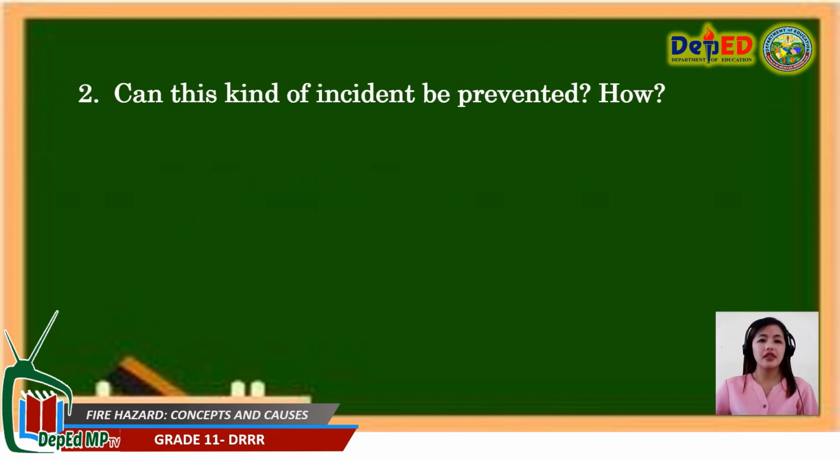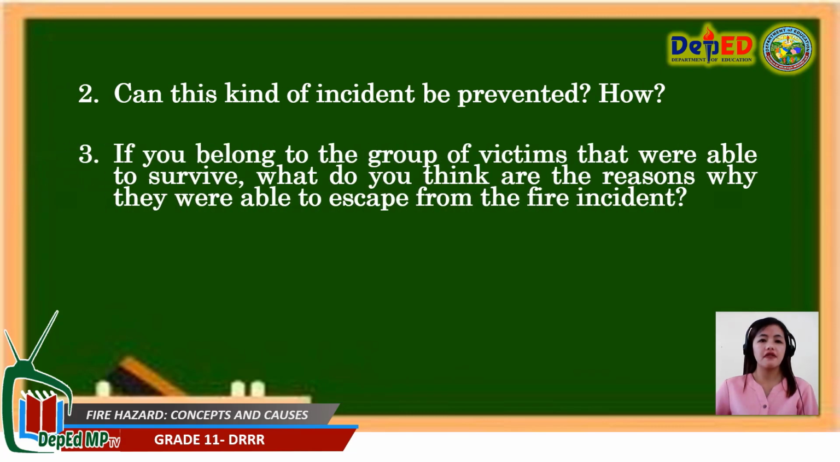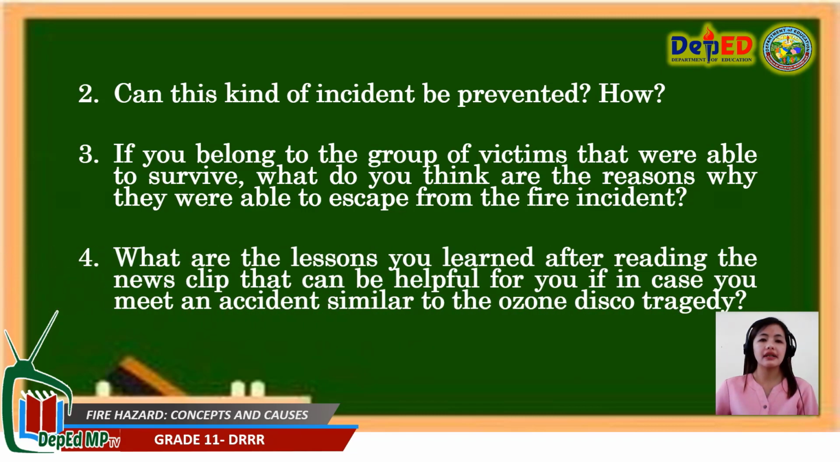Number 2. Can this kind of incident be prevented? How? Number 3. If you belong to the group of victims that were able to survive, what do you think are the reasons why they were able to escape from the fire incident? Number 4. What are the lessons you learned after reading the news clip that can be helpful for you if in case you meet an accident similar to the Ozone Disco tragedy? You have 15 minutes to answer the questions. Pause this video. Play it after 15 minutes. I will be the one to check your answers in this activity.